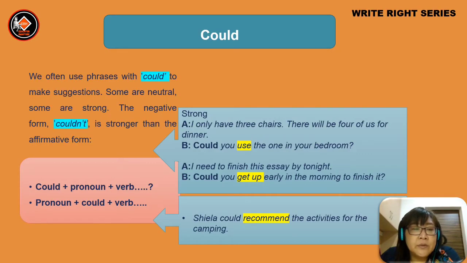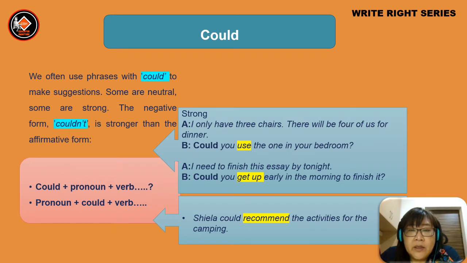Now let's look at could. We often use phrases with could to make suggestions. Some are neutral, some are strong. The negative form, couldn't, is stronger than the affirmative form. Could plus pronoun plus verb. Or pronouns plus could and plus verb. So let's look at the examples here.